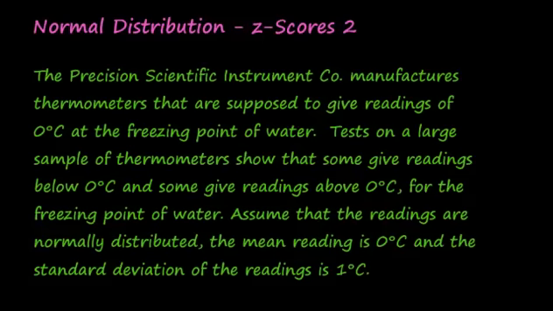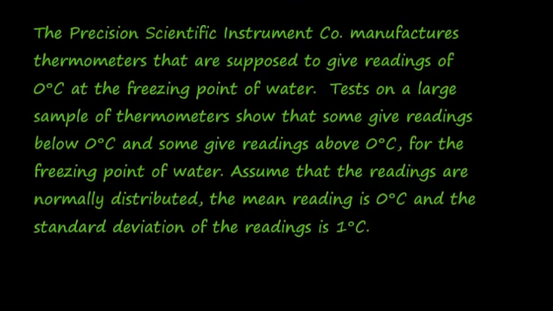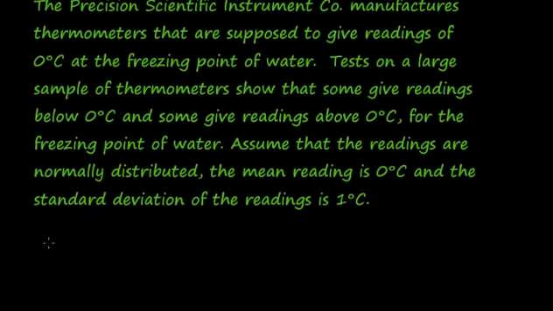So we'll use the same thermometer example, where we have a company manufacturing thermometers. They're supposed to give a reading of 0 degrees Celsius at the freezing point of water, but they know from some sampling that some of them give readings below that, some give readings above that, but the mean is 0 and the standard deviation is 1 degree Celsius, and we have a normal distribution. So we'll note that here. Our mean is 0 and our standard deviation is 1.